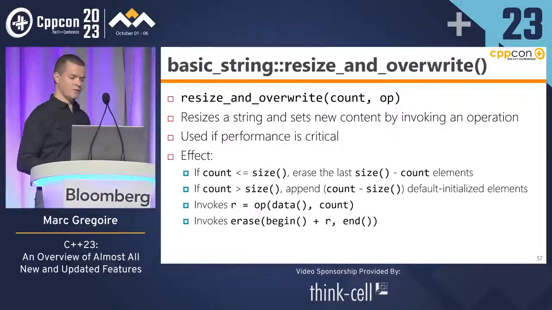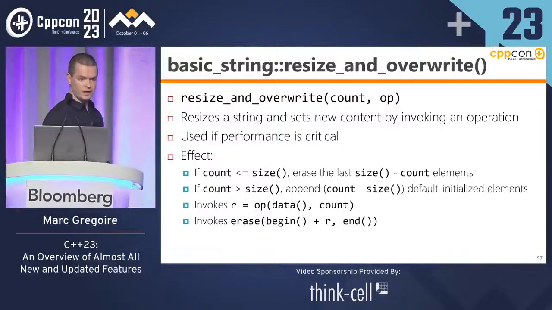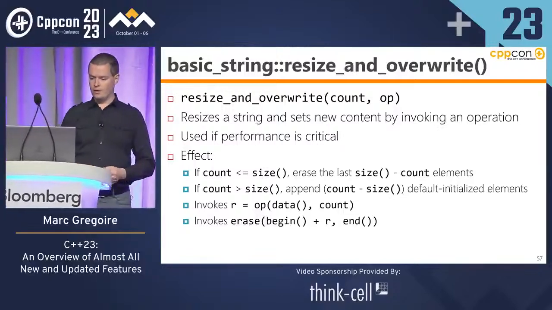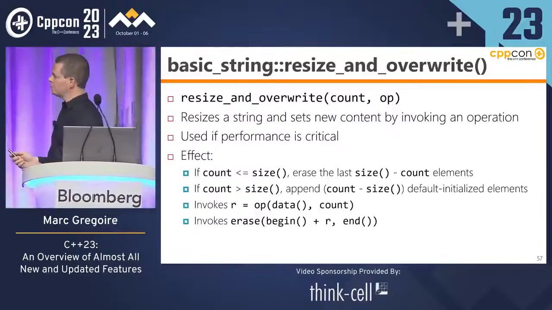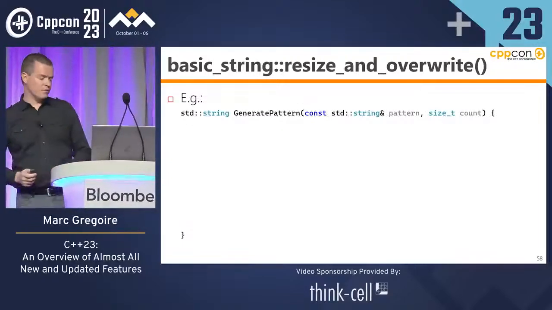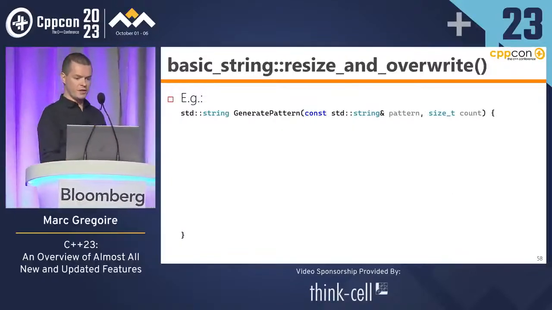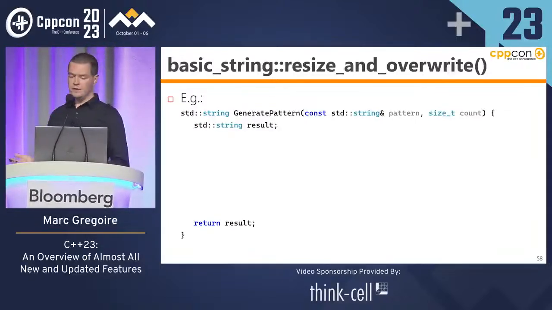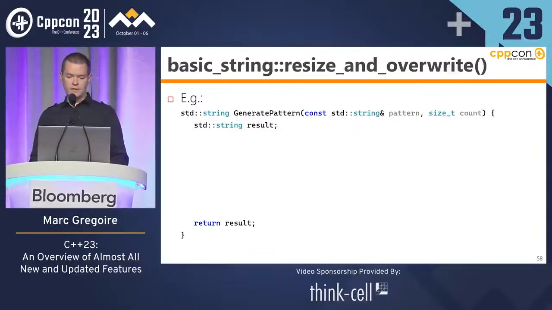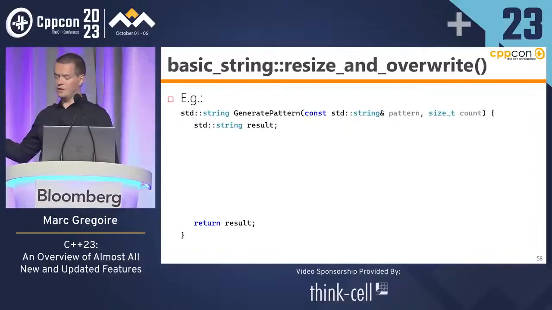And so then the last step that we have to do is, if R is less than count, we need to trim the excess characters. So this all sounds a bit abstract, so let's have a look at an example. I have a function here, generate pattern, and it will return a string which contains the given pattern repeated count times.